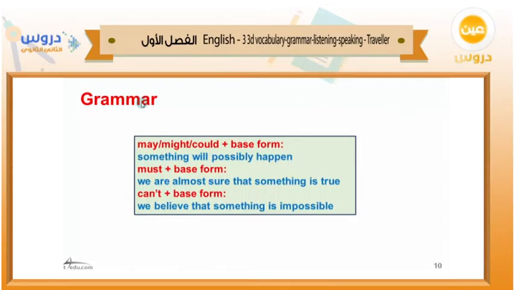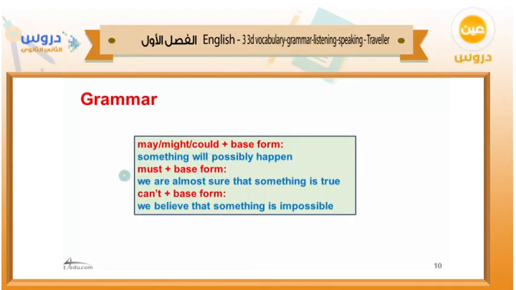So here is a box to tell you about. We use may, might, could, and the present, or the base form of the verb. So we can say something will possibly happen. We don't know. Maybe, maybe not. So I may come tomorrow. I might come tomorrow. I could come tomorrow. I'm not sure. This is what I say. So you can say, I may go, I may eat, I might sleep, she could come. Whatever you use with the base form, which is the present: could go, could play, could drink, and so on.